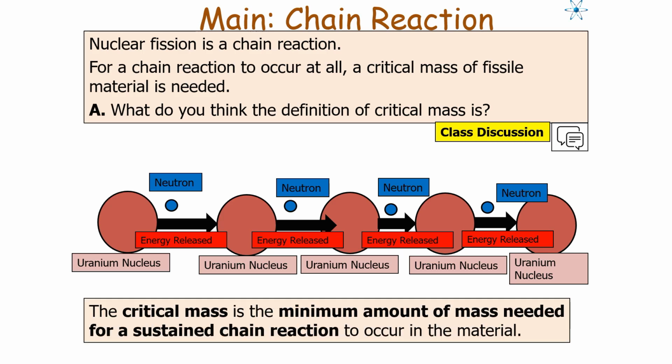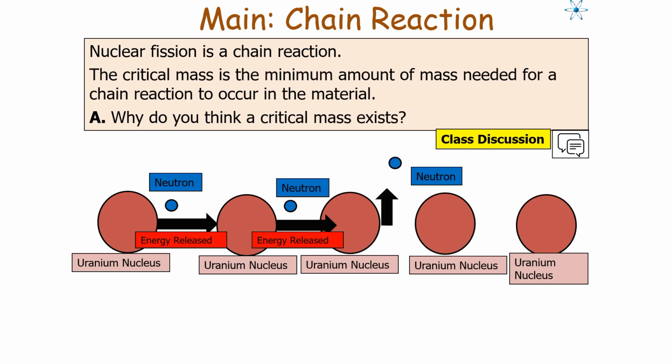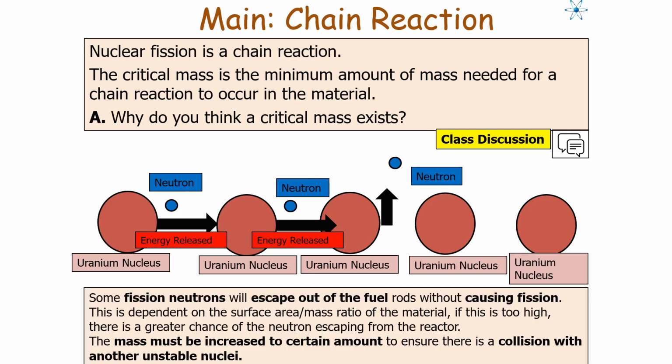Now critical mass is the minimum amount of mass needed for a sustained chain reaction to occur in a material. So if we consider that as our definition for critical mass, why does a critical mass exist at all in the fission process? Well, it's because the chain reaction takes place because neutrons released in the original fission event will then go on to encounter other nuclei and then cause them to fission as well.